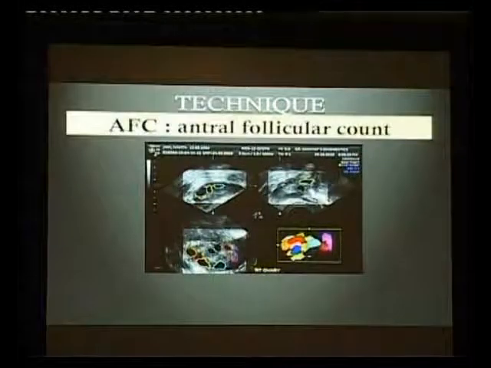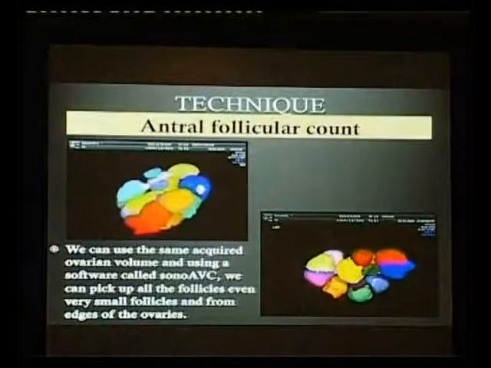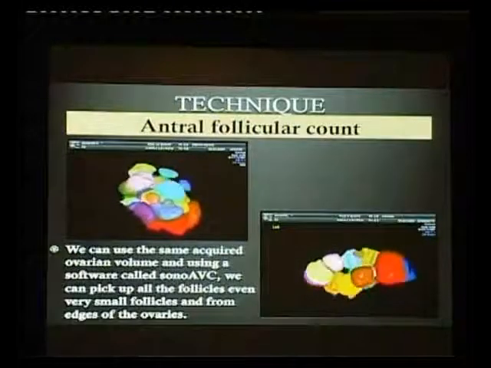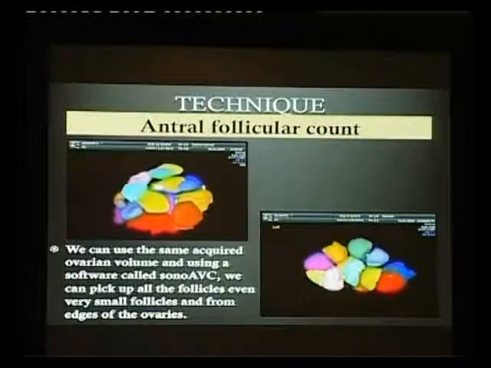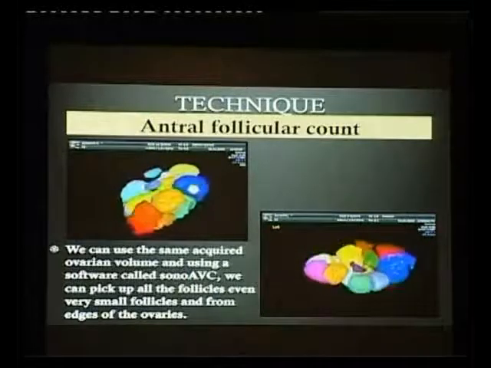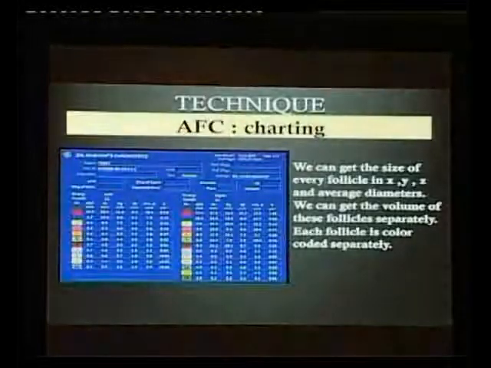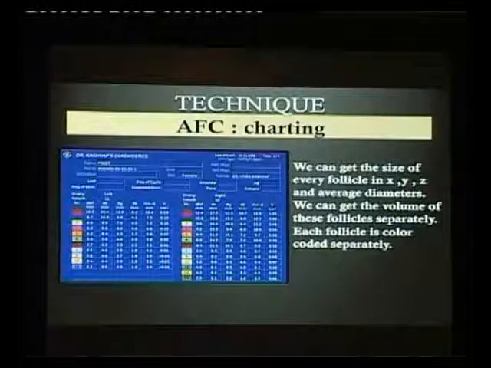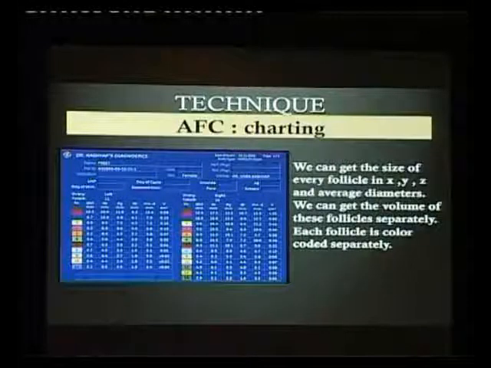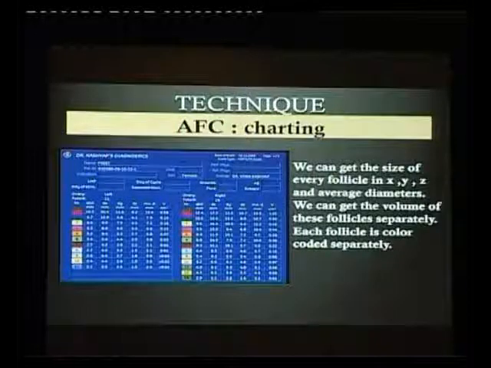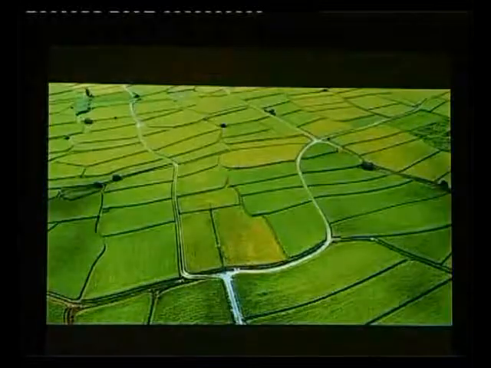And we can use the Sono AVC, which can pick up all the follicles. The advantage of Sono AVC is that it can pick up even very, very tiny follicles which are lying behind in the edges of the ovaries as well. We can get the size of every follicle in all the 3 planes, the average diameter, and we can get the volume of these follicles separately on these machines. This has made life a little more comfortable.